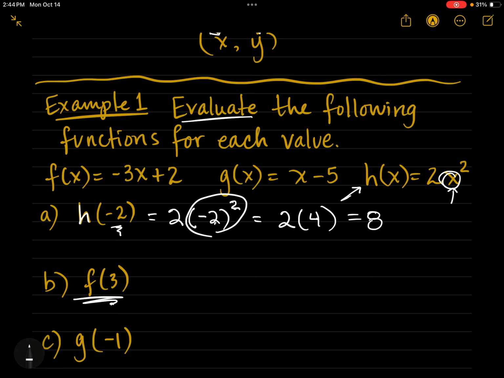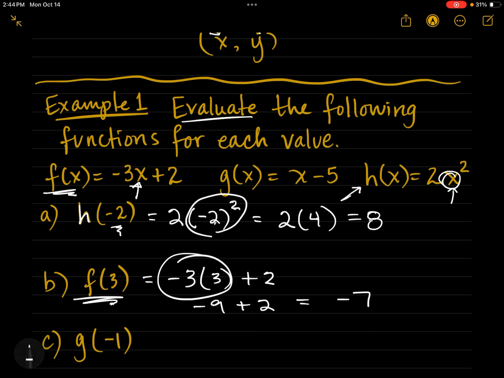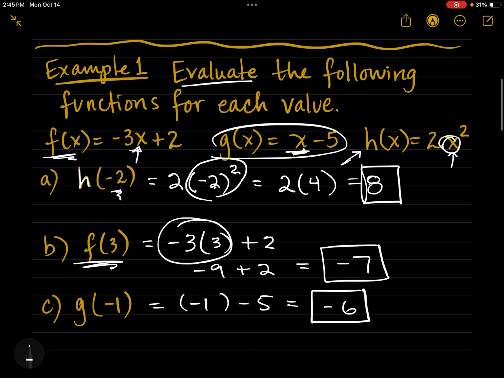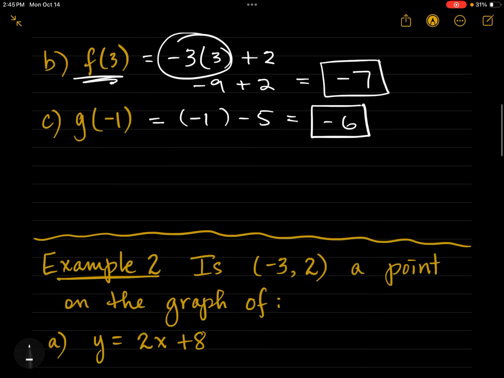If I ask you to evaluate f of 3, you find the f function, and now you're going to plug 3 in for x. With order of operations, multiplication comes first. So our answer would be -7. G of -1, we find the function with the g. We plug -1 right there for x. And if you use your calculator, which you probably don't want to for that one, you get -6.